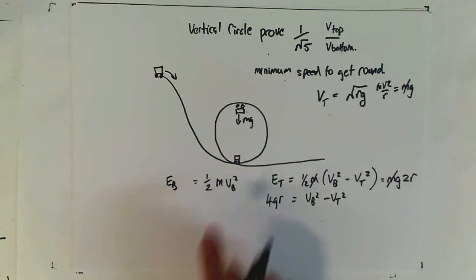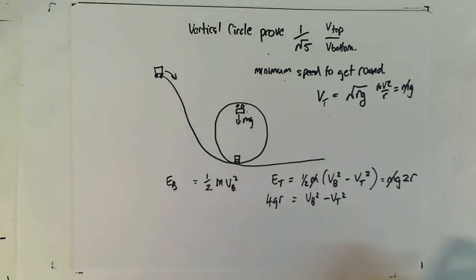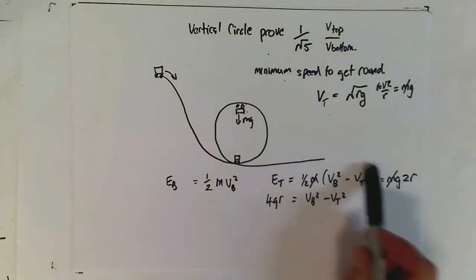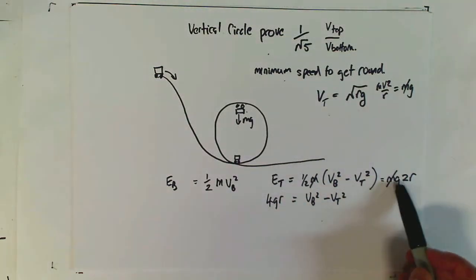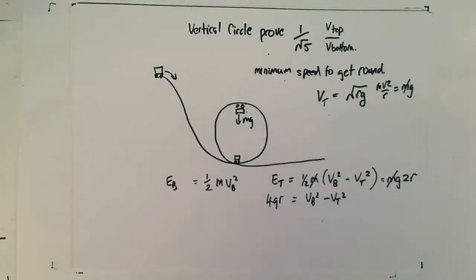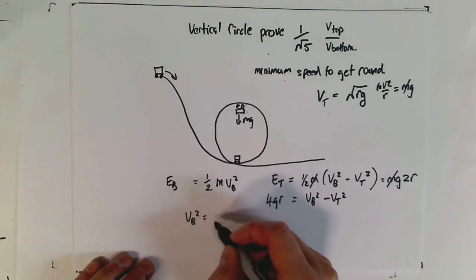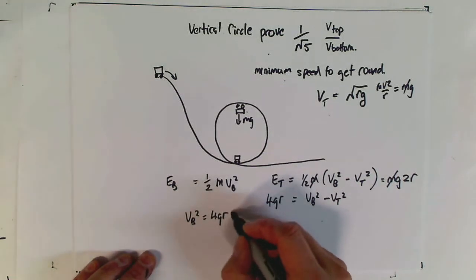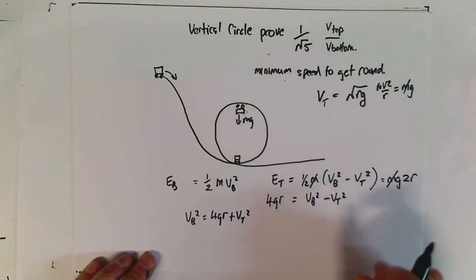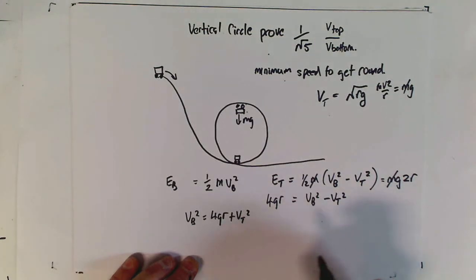So we're following all this? We've just said the energy at the bottom is equal to that, and the energy at the top is equal to the kinetic energy at the bottom minus that, which equals the gravitational. Basically you've lost some kinetic energy, and that's equal to the gain in potential energy. What we've basically said is that 4gr equals vb squared minus vt squared. So vb squared is equal to 4gr plus vt squared, just rearranging that.